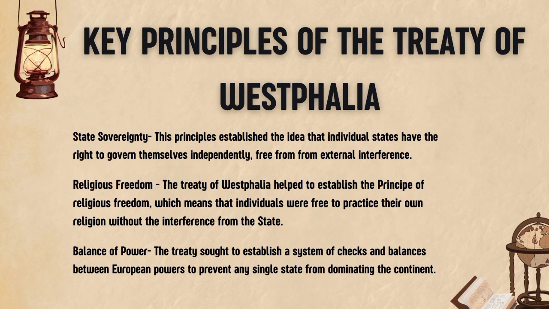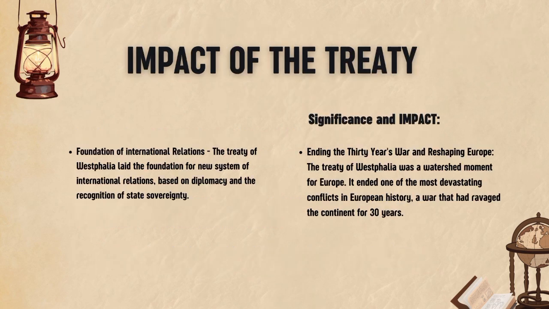Next is balance of power. The treaty sought to establish a system of checks and balances between European powers to prevent any single state from dominating the continent. Next is the impact of the treaty.